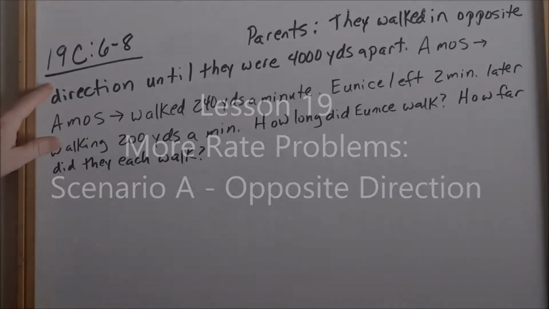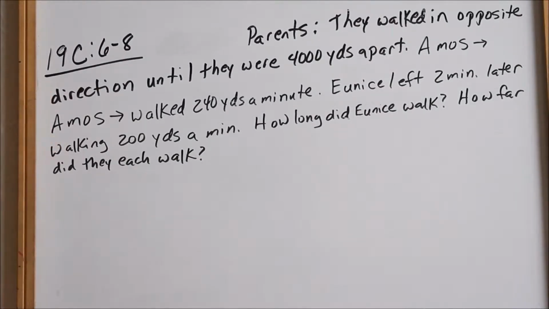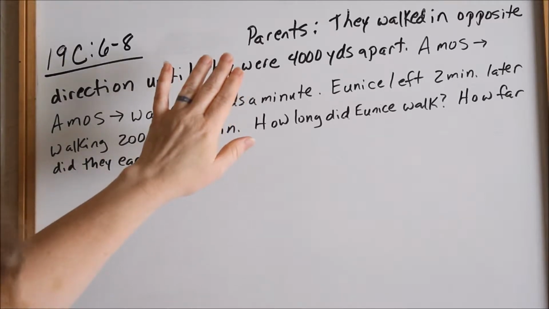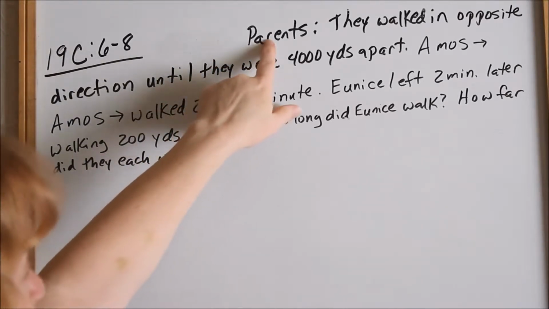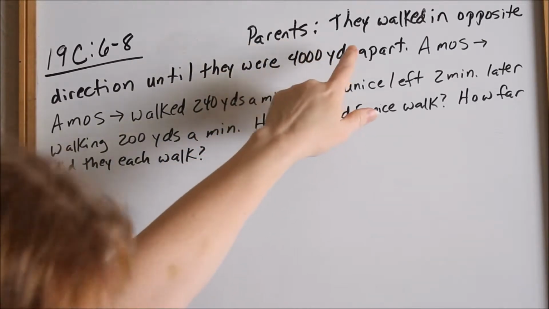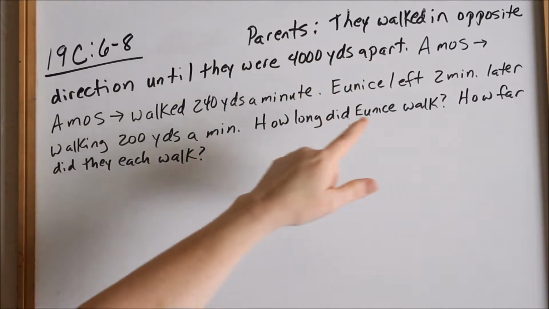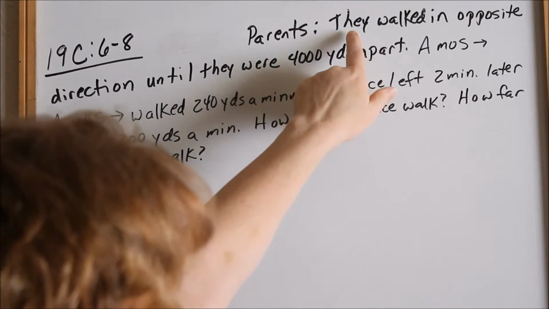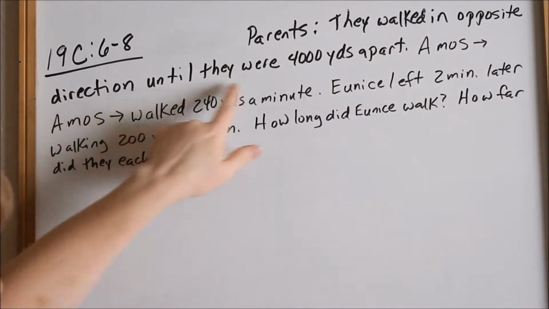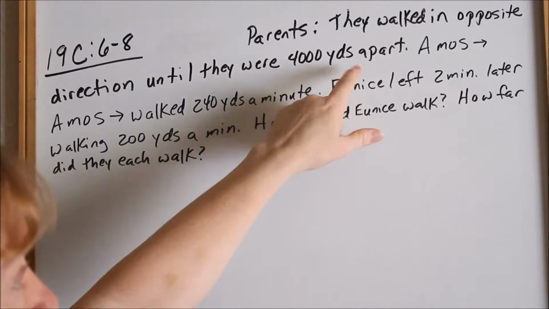Okay, we're doing 19C, and they're calling it 6 through 8, and I don't have the whole problem written up here, but basically it says Arnold bought some walkie-talkies for his parents for their anniversary, and then it says that they tried the walkie-talkies out right away to test their range, and it says the parents walked in opposite directions until they were 4,000 yards apart.